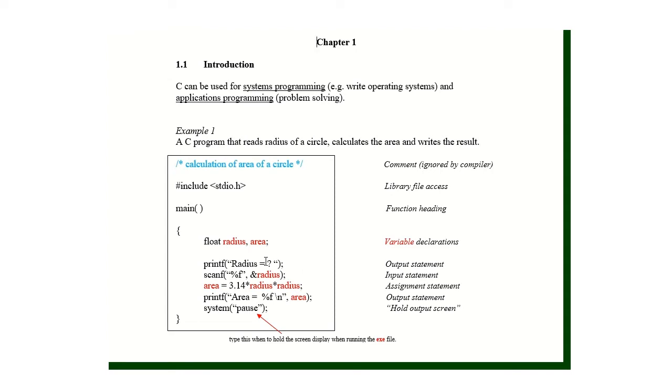Printf string. So this string is going to be displayed on the screen. Scanf is the input statement. Scanf radius. Radius is float. That's why %f is the format for radius. Next, calculate area, followed by screen display of the content of area. So printf, the content of area is float, %f.